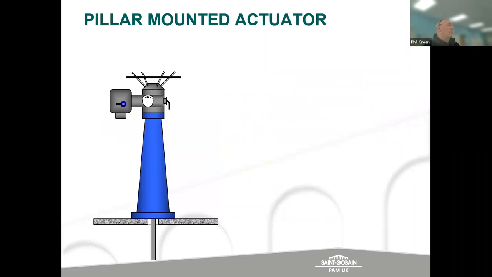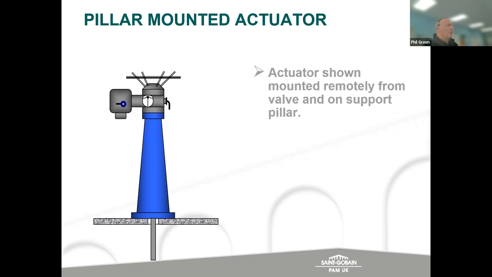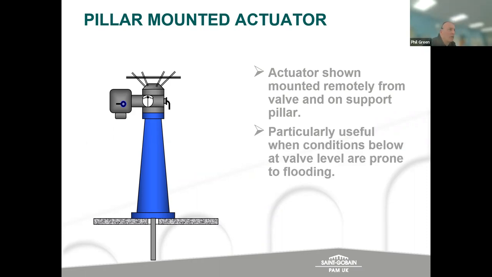In terms of where we can use these, we can also pillar mount actuators. It's basically sat on the top of a pillar, as it shows, and it's actuated remotely from the valve on a pillar. These are particularly useful in areas that might be prone to flooding. You might have a valve that's in a chamber or a low point in a treatment works that might potentially be prone to flooding, and you want to keep your actuator away from that. So you can sit it on top of a pillar with a long spindle, so that the actuator stays out of harm's way but can still operate the valve remotely with the correct forces.